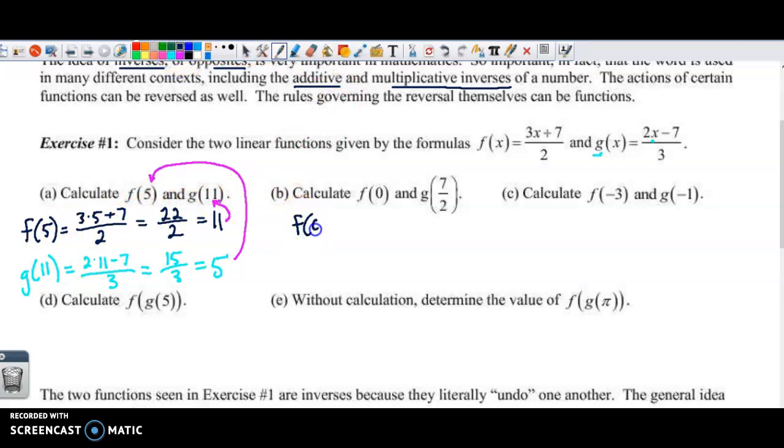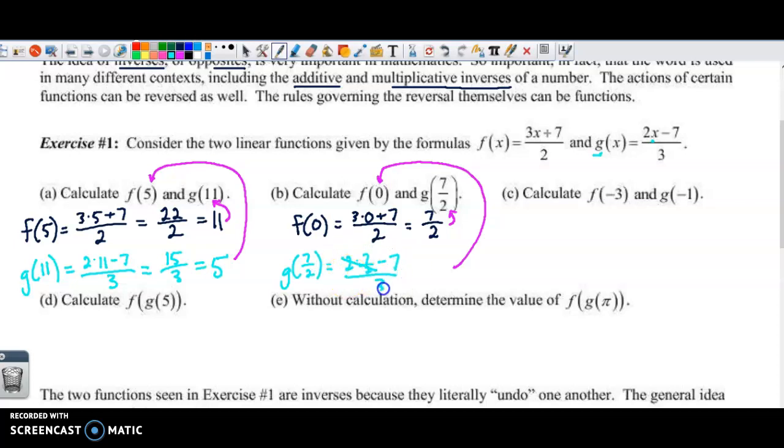So if you do f of 0, I like doing that because anything times 0 is 0. And then when you add 7 to it, you get 7/2. And let me point out that same thing. So what do you think is going to happen when we do g of 7/2? Do you think that's still going to happen? Well, let's try. So we're going to plug in 7/2 into the g function. And I like that because if you double 7/2, the 2's will cancel. Oh, look at that. And then you're left with 7 minus 7, which is 0. And 0 divided by anything is still 0.